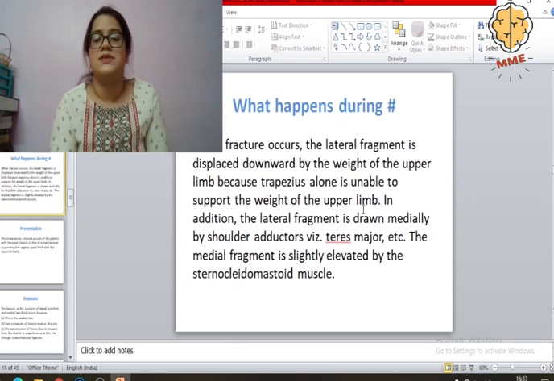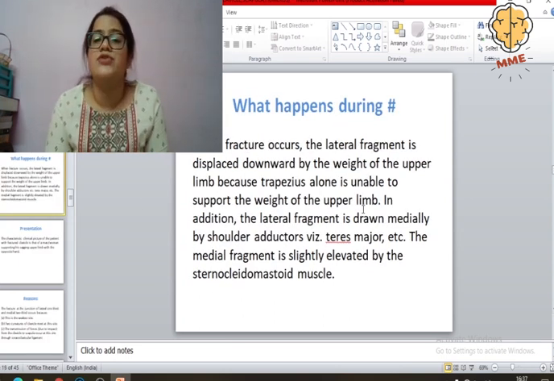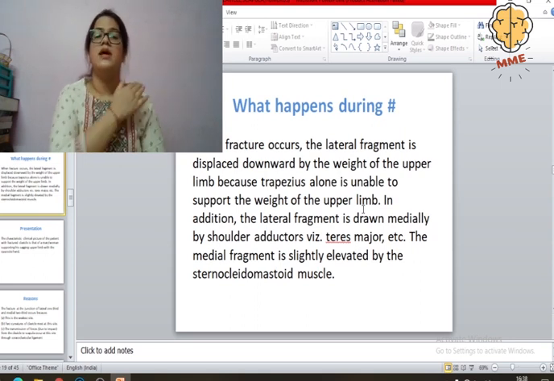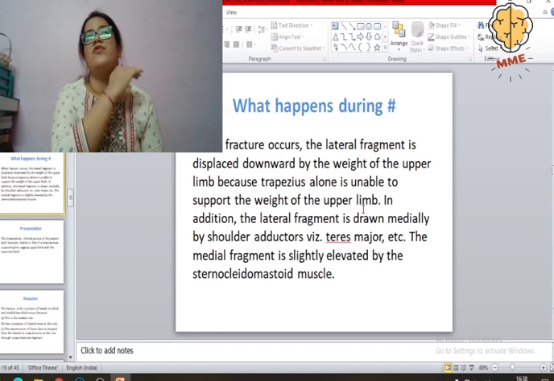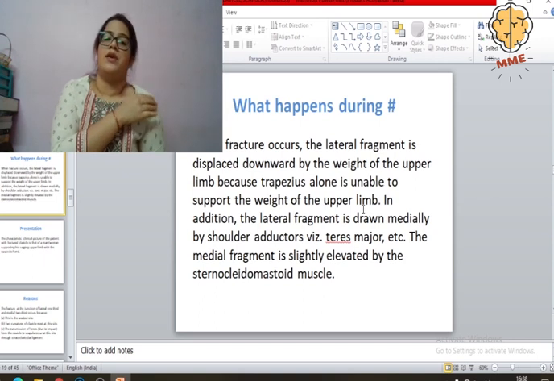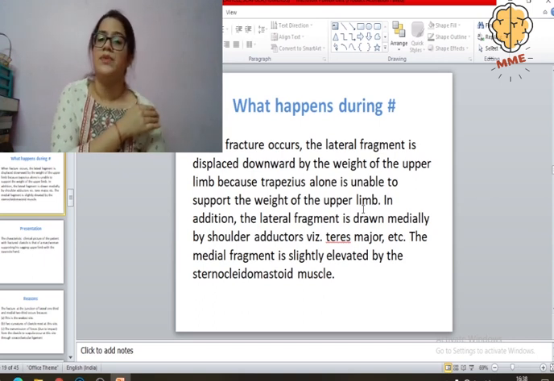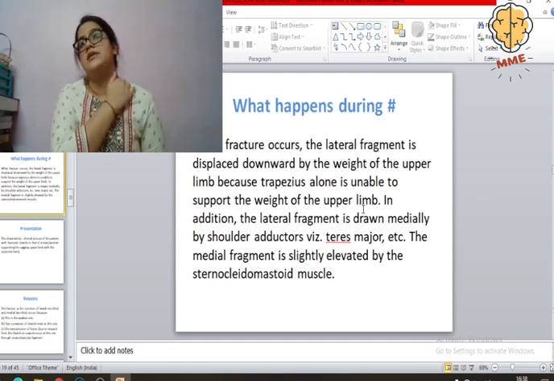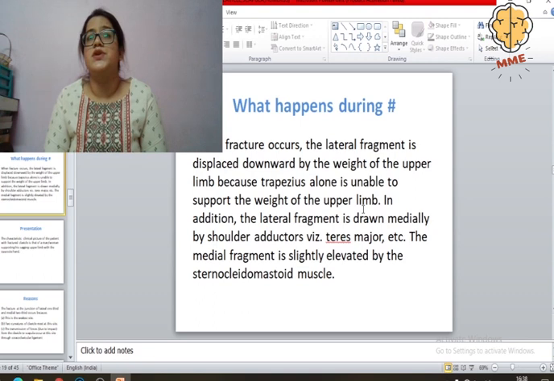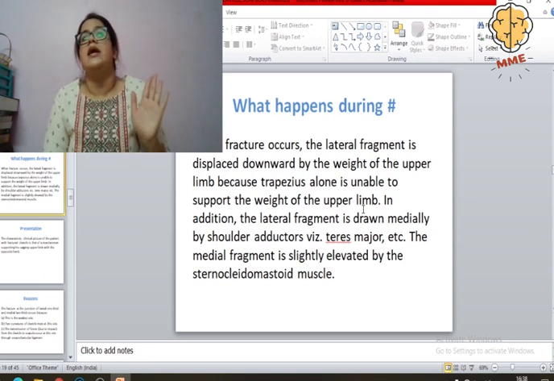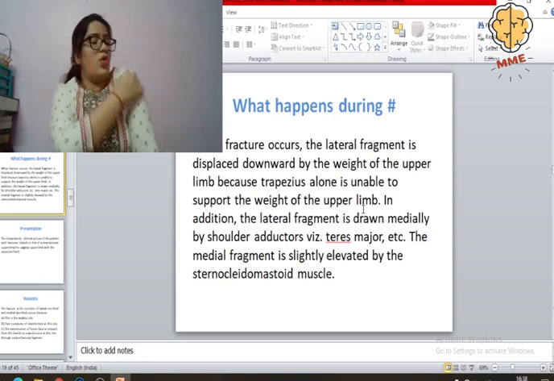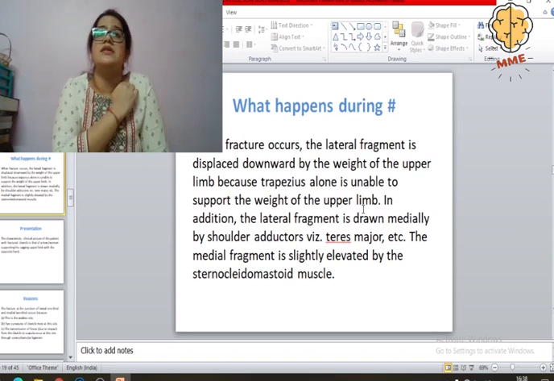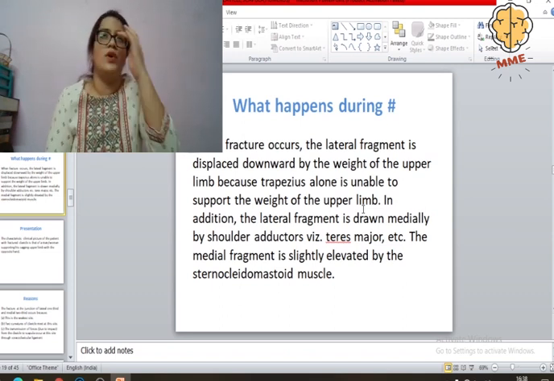Now, what happens when fracture occurs? The lateral fragment is displaced downwards by the weight of the upper limb. The lateral fragment of my clavicle will fall downwards by the weight of the upper limb, right? So this will fall like this, unable to support, because the trapezius, I told you where it is attached. It is attached to the lateral end only, posteriorly. The trapezius alone will not be able to hold the bone.